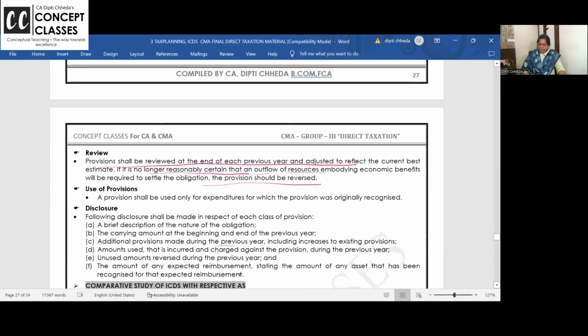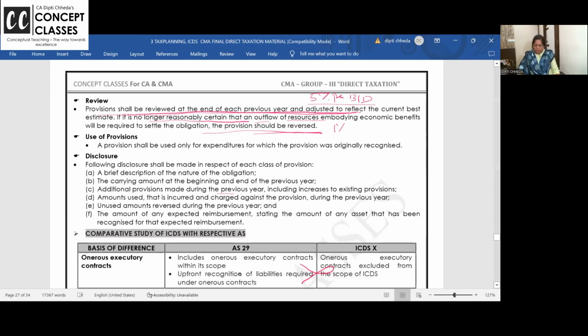You need to review the provisions every year. As I said, for the last 3 years, you have been making 5% provision for bad debt, but there is 0 bad debt in your company. So you can reduce the provision to 1%, and if not required, reverse the provision and pay the tax on that. Followed or not? Because while making the provision, you debited the P&L account and created a liability. Now you close the liability and pay the income tax on that. So you need to keep on reviewing the provision.